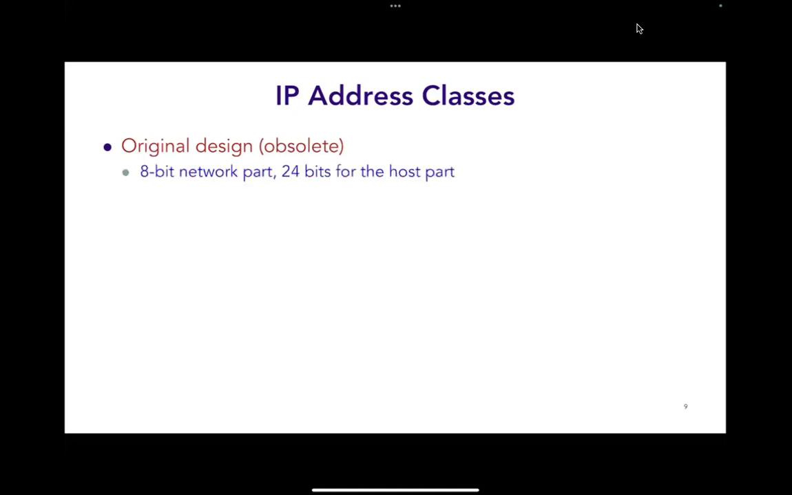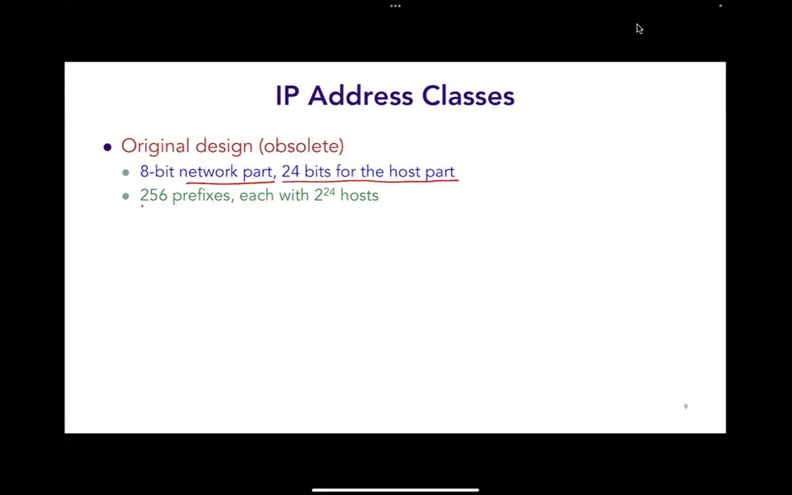Okay, so let me talk about the IP address classes that are used for routing. The original design, which is completely obsolete now, I'm just going to talk about very quickly. The way these IP address classes differ is in the length of the network portion and the host portion. In the original design, the network portion is a fixed 8 bits, and the remaining 24 bits are for the host portion. So only 256, which is 2 to the power 8, prefixes were allowed, each with 2 to the power 24 hosts.